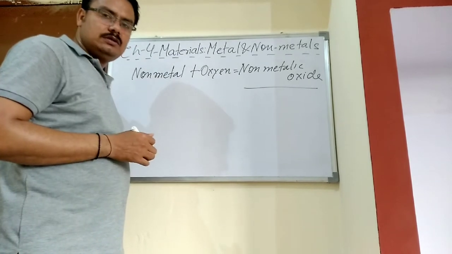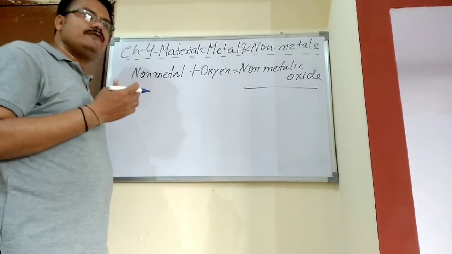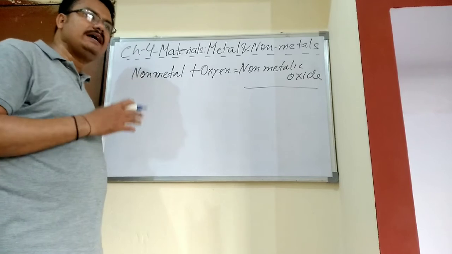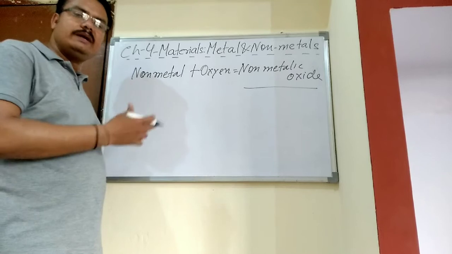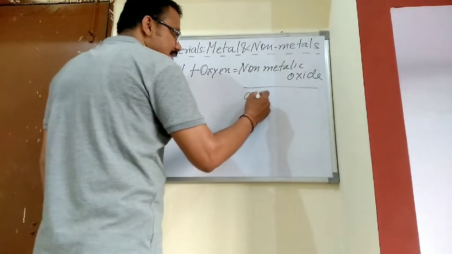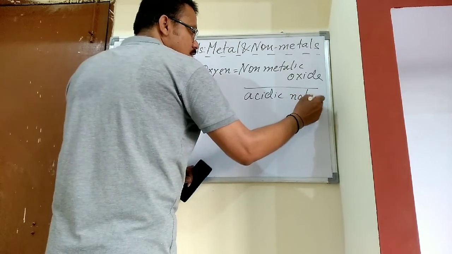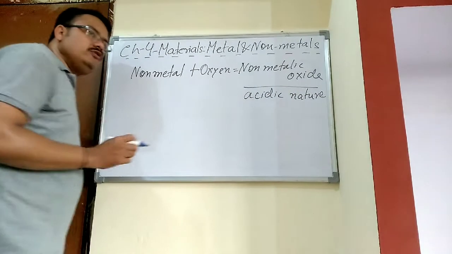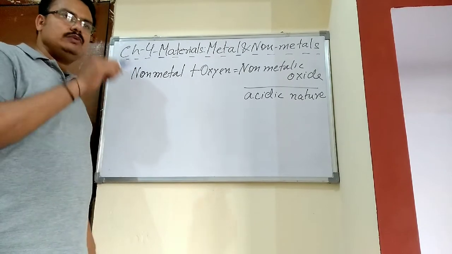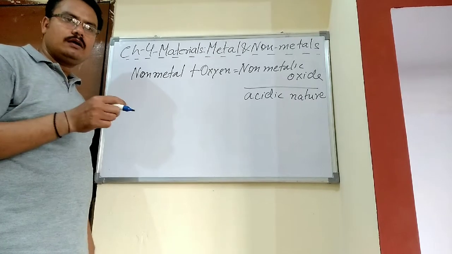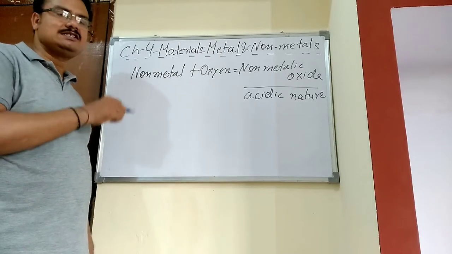But students, one thing I want to say: this non-metallic oxide is acidic in nature. I have already discussed that when a metal reacts with oxygen, it forms a metal oxide, and the nature of that metallic oxide is basic. And when a non-metal reacts with oxygen, it forms a non-metallic oxide, and it is acidic in nature. That means when you put blue litmus paper in a non-metallic oxide, you will see the color change to red. This proves that it is acidic in nature.